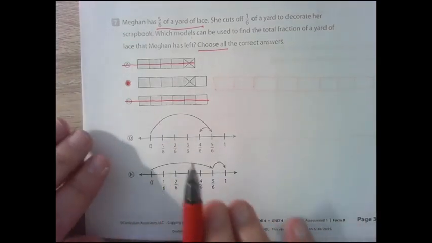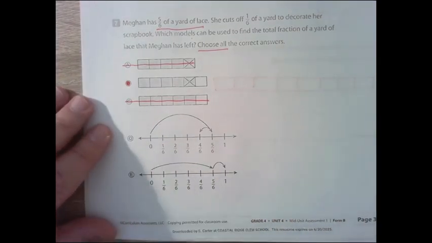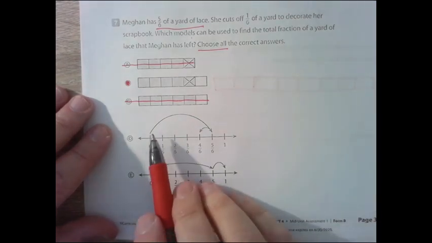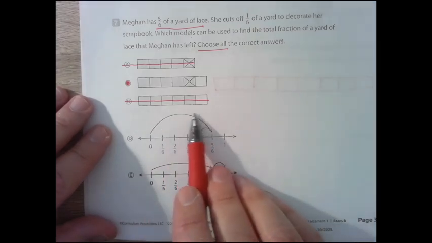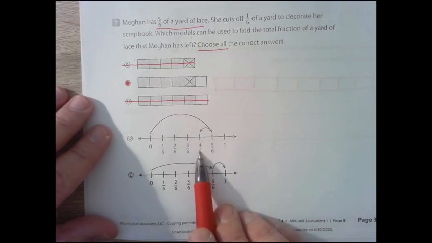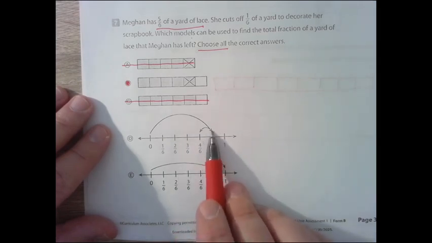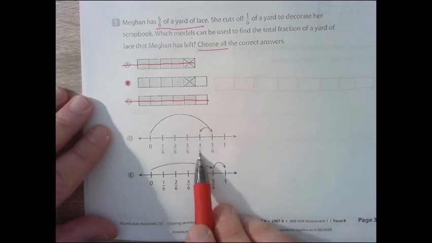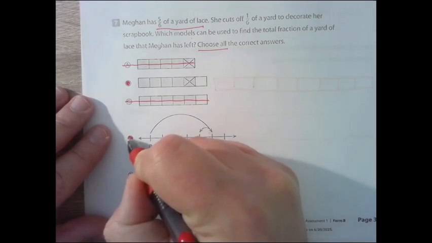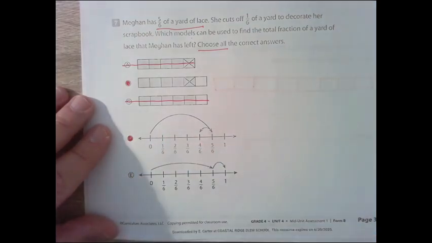So we didn't do this one too much in class, but I want to talk about it. So again, we're trying to show 5/6 take away 1/6. Well, if you look at D, we made a jump of 5/6 all the way here. And then we went backwards 1/6, to 4/6. So I would say this represents 5/6 take away 1/6, and leaves us with 4/6. So yeah, this one is representing 5/6 take away 1/6.